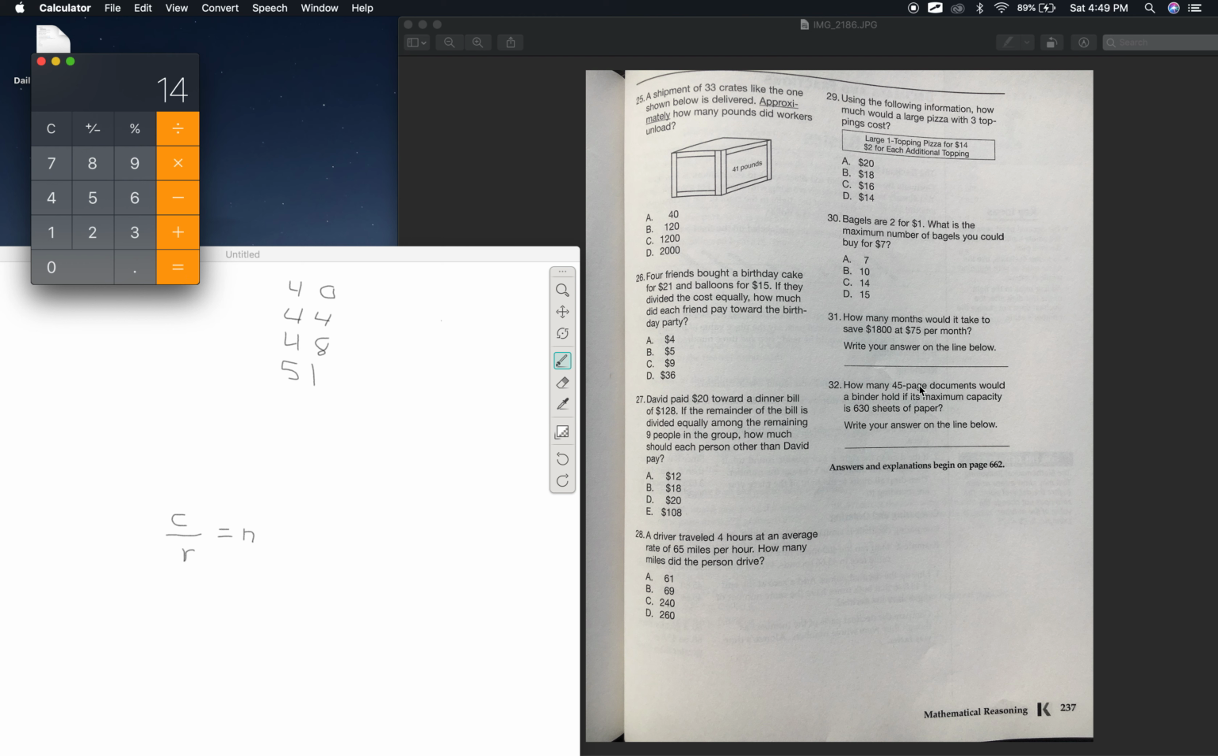So how many 45-page documents would a binder hold if its maximum capacity is 630 sheets of paper? So we know that the number for that is 14. 14 45-page documents. And that is the end of that.